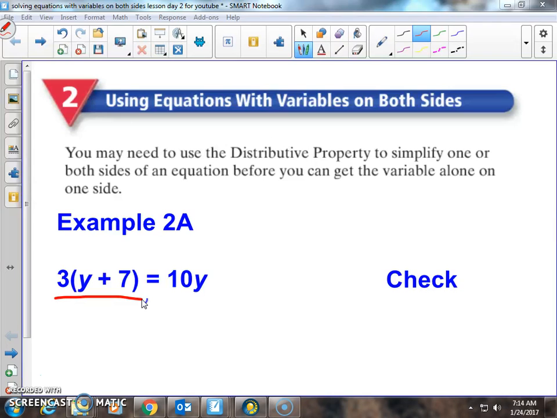So as it says in the sentence at the top, you may need to use distributive property to simplify one or both sides before we can get the variable alone. So if we take a look at this example, you can see that we would need to distribute the 3. And remember, to distribute, we multiply to each term in the parentheses. So the 3 gets distributed to y, and that's 3y. The addition symbol drops down, and now we distribute the 3 to the 7, and 3 times 7 we know is 21. And then that equals 10y.